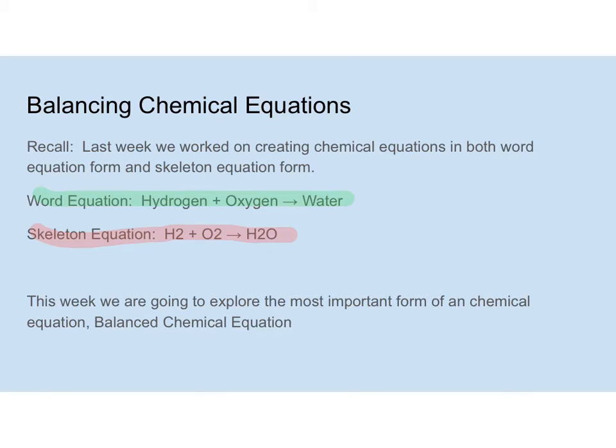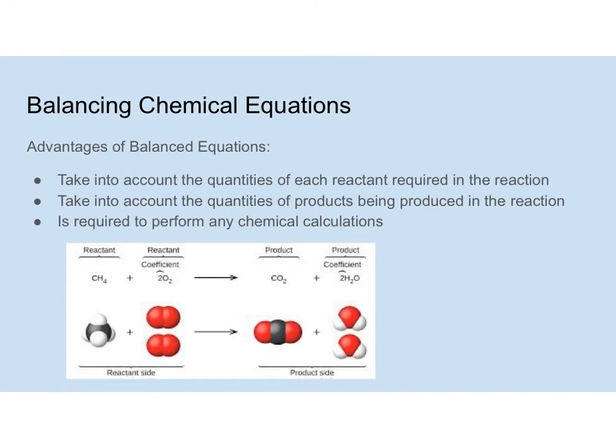Now, this week we're going to explore the most important form of a chemical equation, which is the balanced equation. All it is basically is a skeleton that takes into account the number of atoms on the left side of the reaction and on the right side. So here are the advantages of balanced chemical equations. First, they take into account the quantities of the reactants required for the reaction. If you're going to produce, say, CO2 and H2O down here, it takes into account how much of this stuff I need. It takes into account that I needed 2 oxygen molecules, not just 1, in order to make this reaction work.